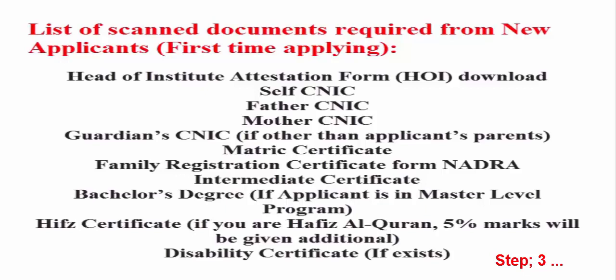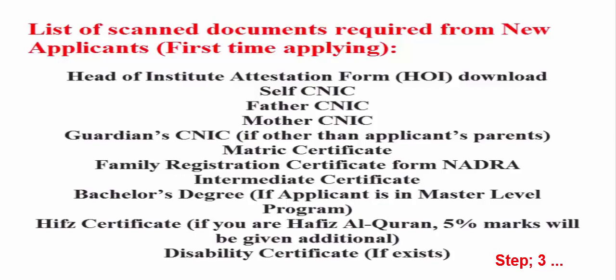The head of institution attestation form can be downloaded after submitting the online system. Required documents include your own CNIC, father's CNIC, mother's CNIC number, and guardian's CNIC if other than the parents. A matric certificate is required, along with the family registration certificate from NADRA. If you have the CNIC number, you can submit it.